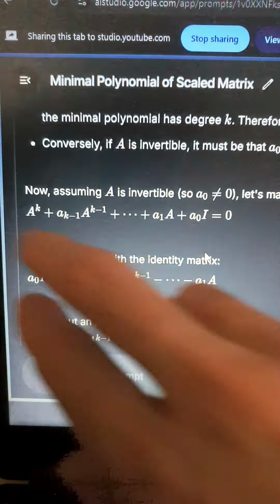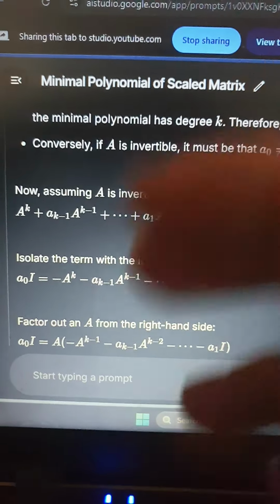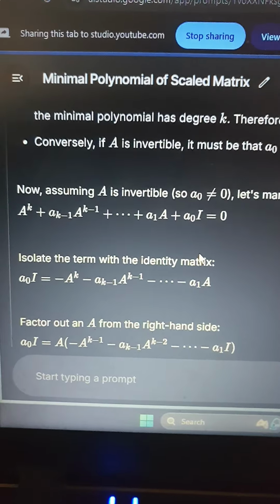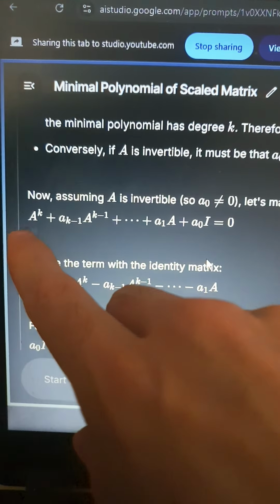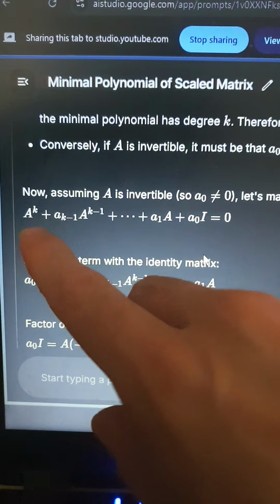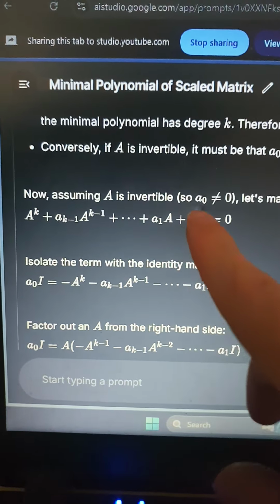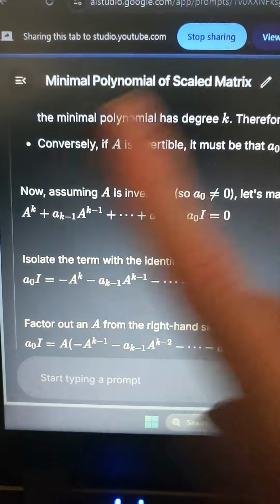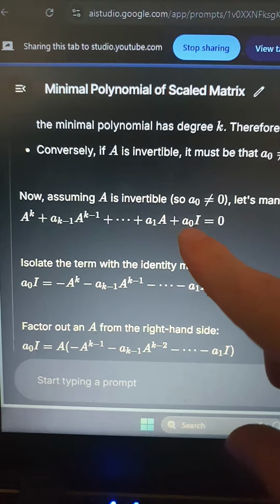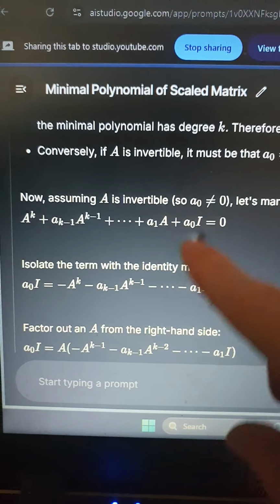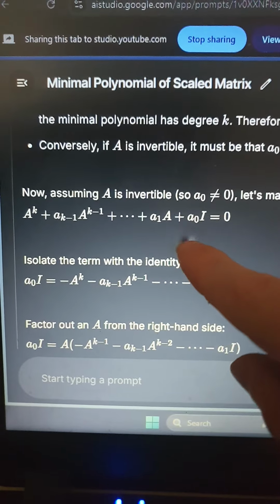We start with the minimal polynomial of the matrix. We assume we already have it, we've calculated it, eigenvalues and things like this. This is the minimal polynomial, and we assume A is invertible, and that is very important. Because A is invertible, the A0, this constant term in the minimal polynomial, is not 0. You can see a video that I did on why, for an invertible matrix, the A0, the constant term in the minimal polynomial, is not 0. So assume this is not 0.